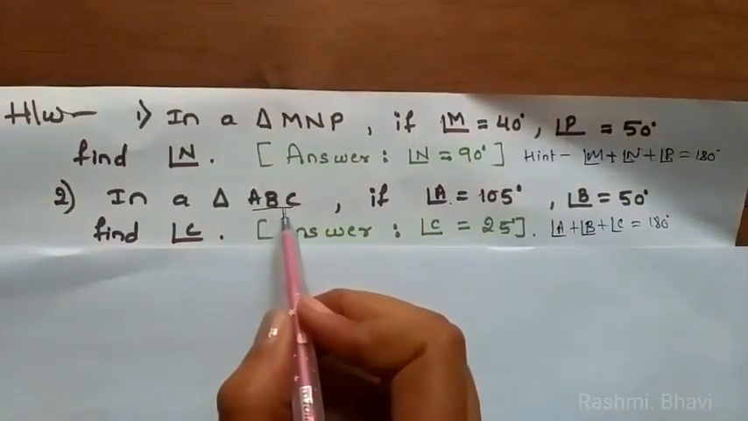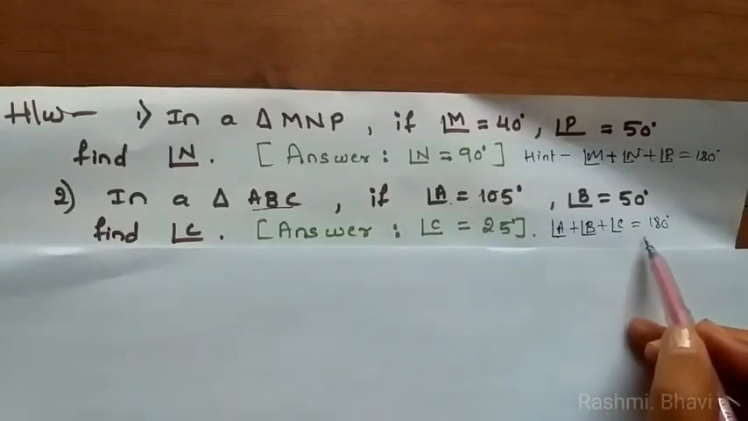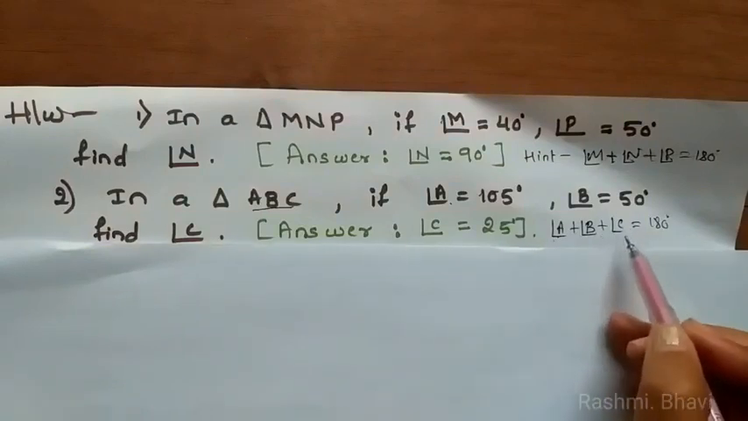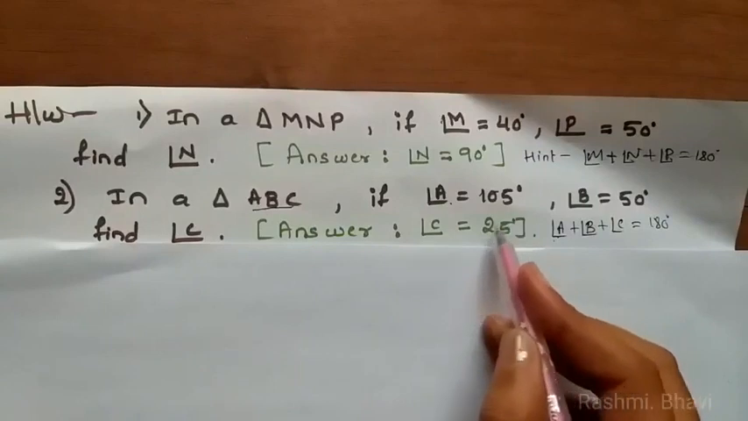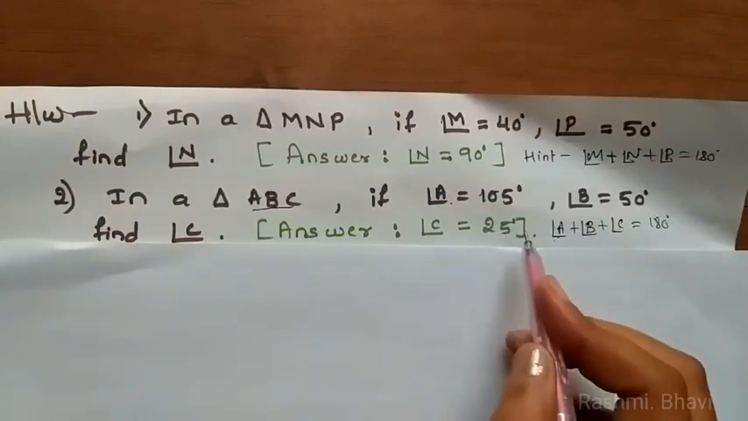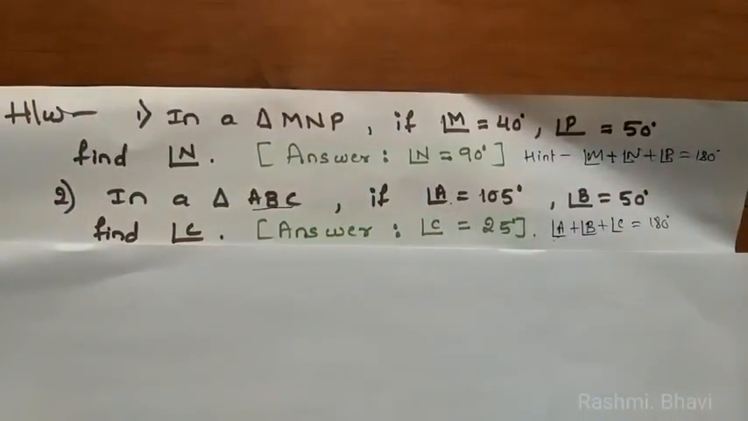Here the triangle name is ABC, so we have to write the formula angle A plus angle B plus angle C is equal to 180 degrees. They gave angle A and angle B, you should find the angle C. The last answer, angle C, how much do you get? 25 degrees. If you get 25 degrees, then it is the correct answer. Try this one at home. This is homework for you.